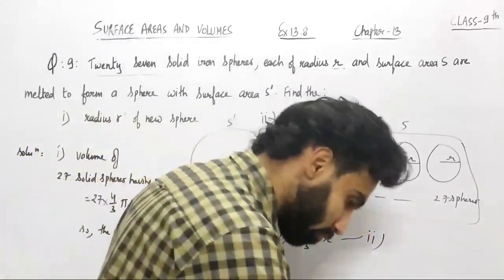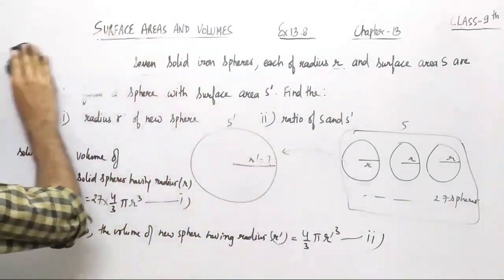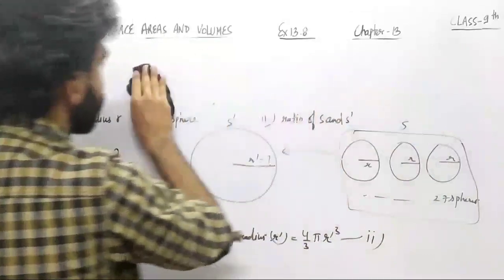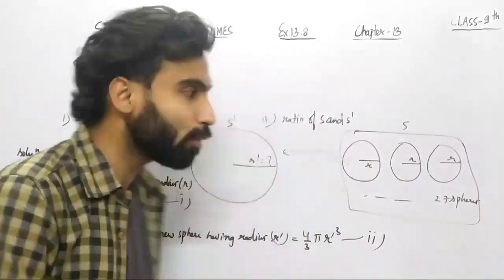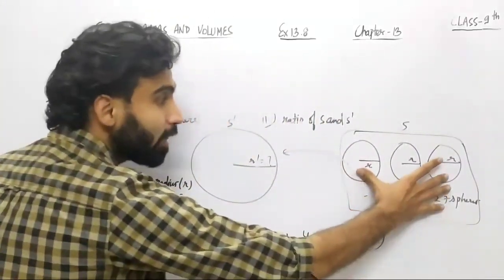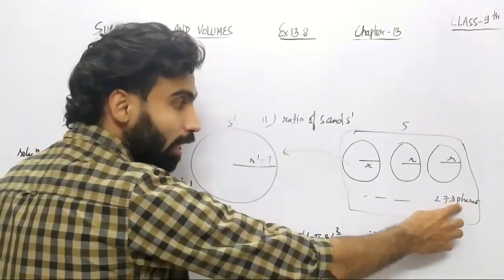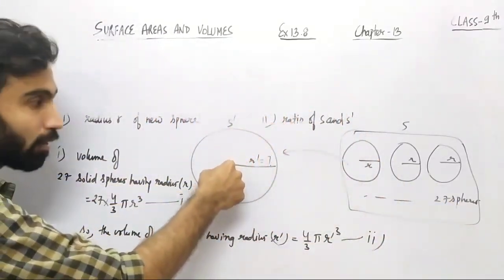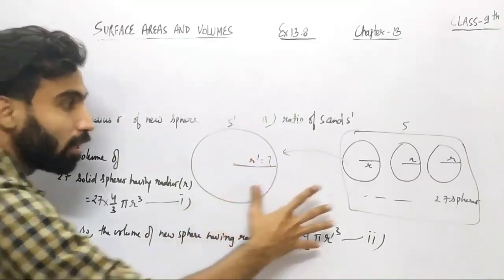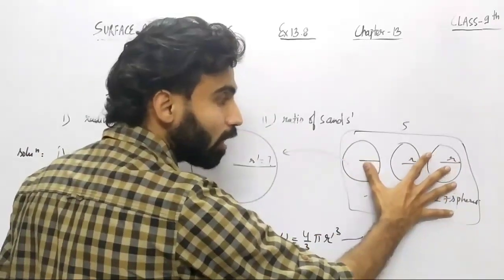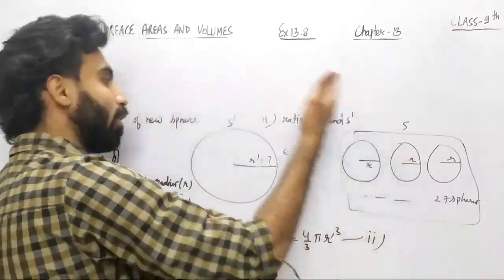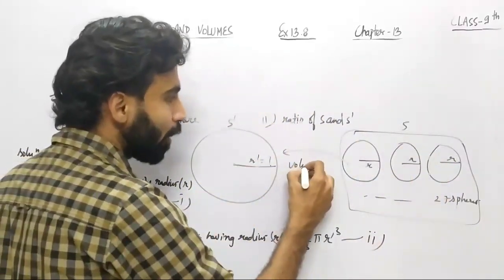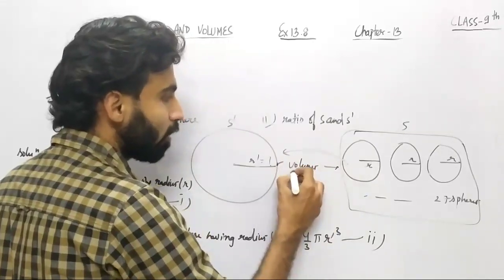So now let me just tell you, if I just rub this, so now you can see we have melted these 27 solid iron spheres and formed a new sphere, right, which is having the radius r dash, right? So ये 27 solid sphere को melt करके ही तो ये new sphere बना है. So दोनों की volumes जो होंगी they are going to be the same, right?